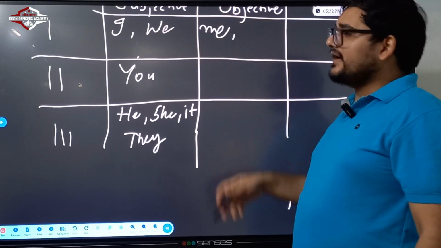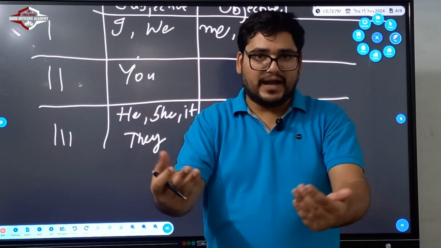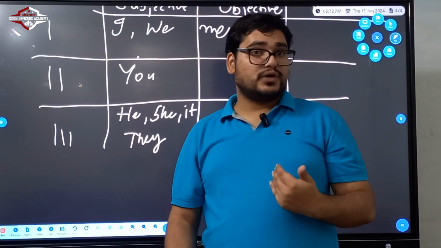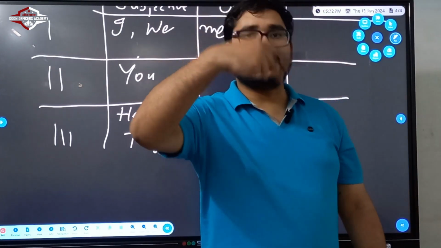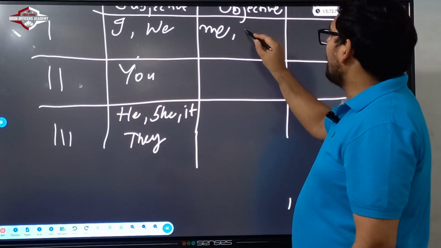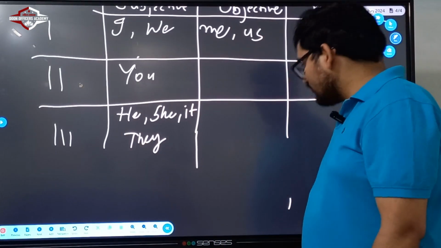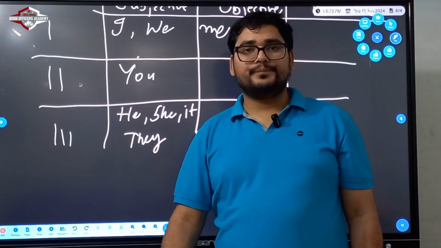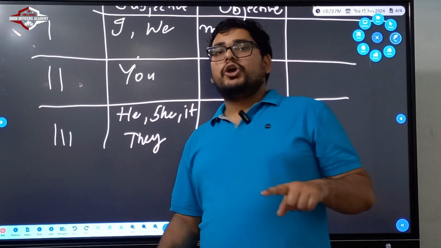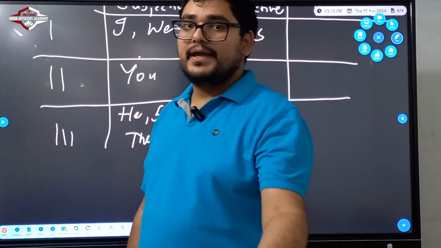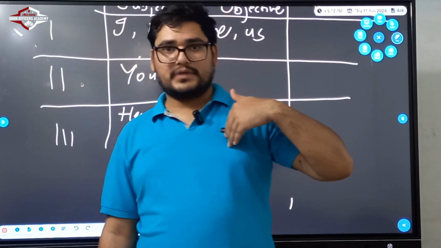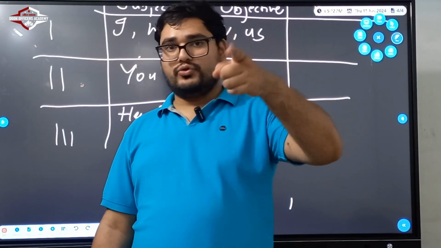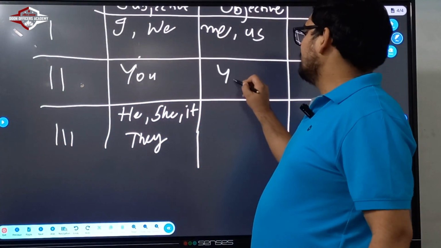Then, for example, if I say we teach you, right? Then if you teach us, then what should I say? You teach us. So we changes into us. Then you remain same, right? I teach you, and you can say that we teach you. So you remain same. So you doesn't change.